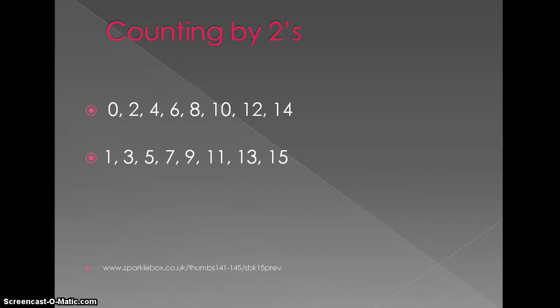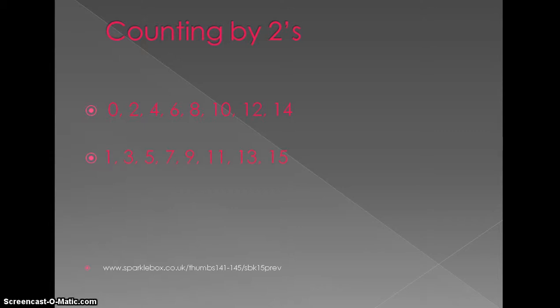When counting by twos, it's something that you will need to know for the rest of your lives. There are two different ways that you can count by twos. There are 0, 2, 4, 6, 8, 10, 12, and 14. The other way is by starting with the number 1, as in 1, 3, 5, 7, 9, 11, 13, and 15.